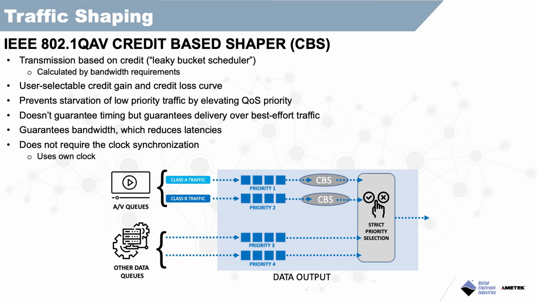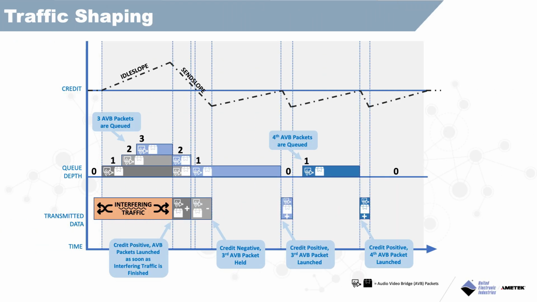This system spaces out frames to reduce bursts or bunching. A frame is only transmitted when its credit is not negative. This scheduler has user-selectable credit gain and credit loss curves. Frames can be kept waiting until they have enough credit. This prevents starvation of low-priority traffic by elevating quality of service priorities. It doesn't guarantee timing, but guarantees delivery over the best effort traffic. It guarantees bandwidth, which helps reduce some of these latencies. You can see the effect of less bunching and more regular traffic.